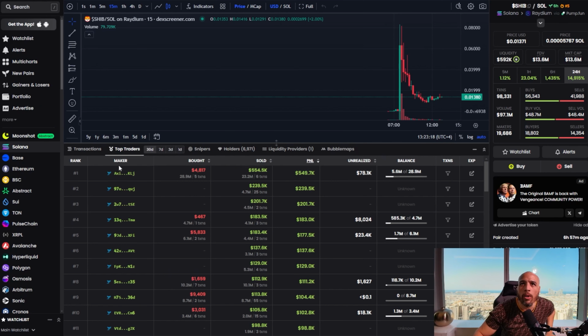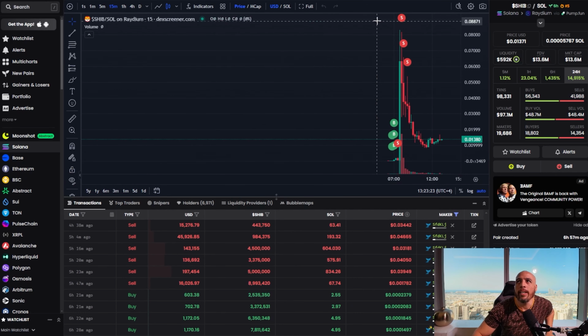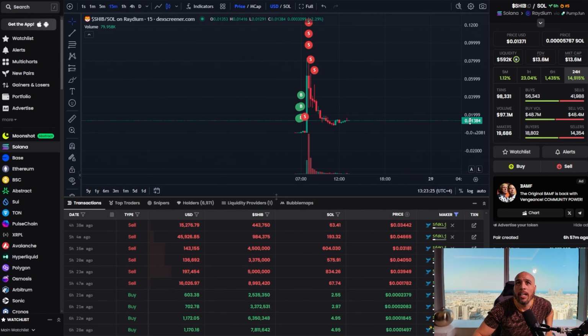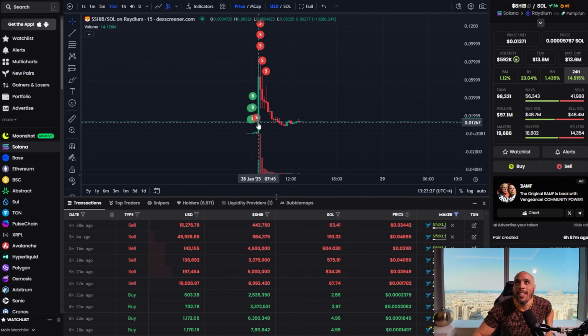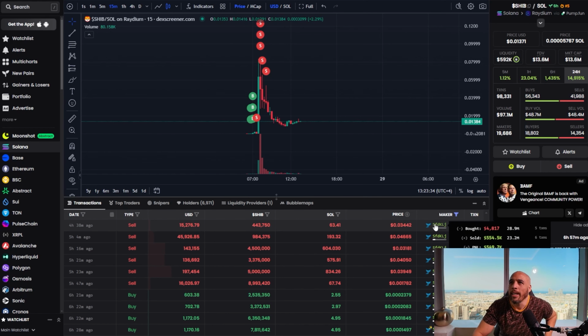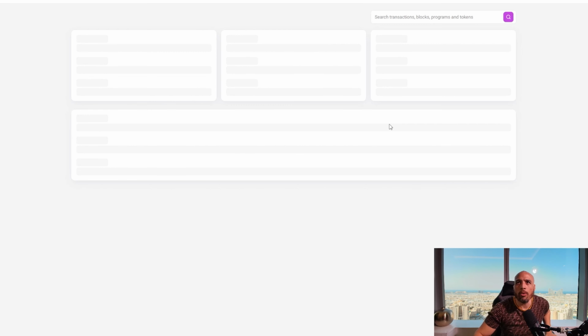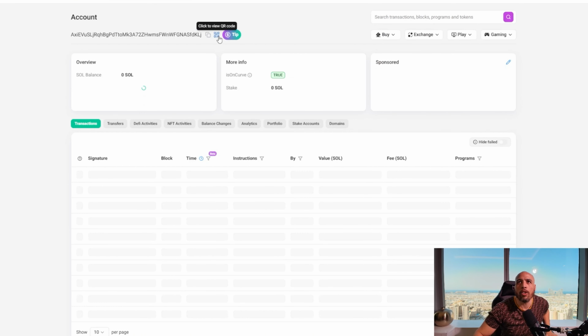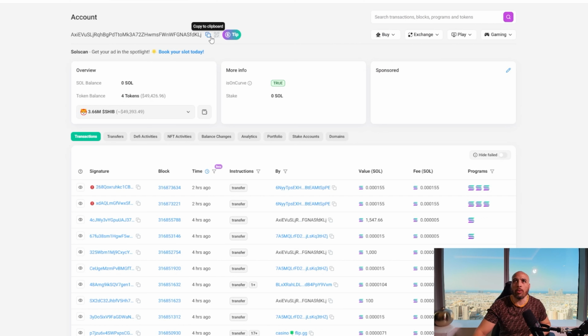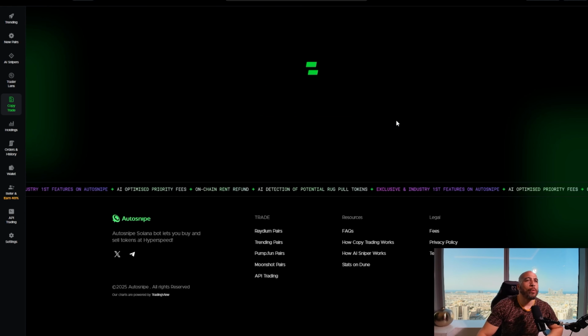We want to click on him and see where he got in. He got in at the start, and then he sold at the top. He knows something we don't know. So now we want to copy trade him. Let's go into Soul Scanner and get his wallet. Boom, we got his wallet. Now we're going to go back to our AI tool, and we're going to copy trade this trader.